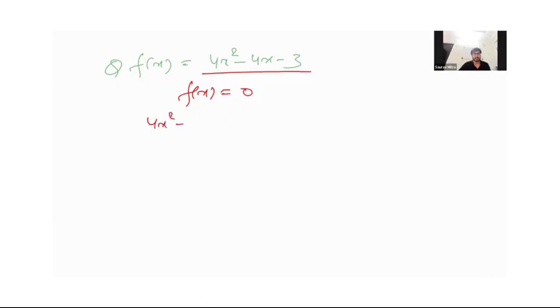Okay, so let's see another example. If you are given a polynomial f of x equals 4x square minus 4x minus 3, first of all we will find the zeros. So we will equate this to 0. Now it is 4x square minus 4x minus 3 equals 0.